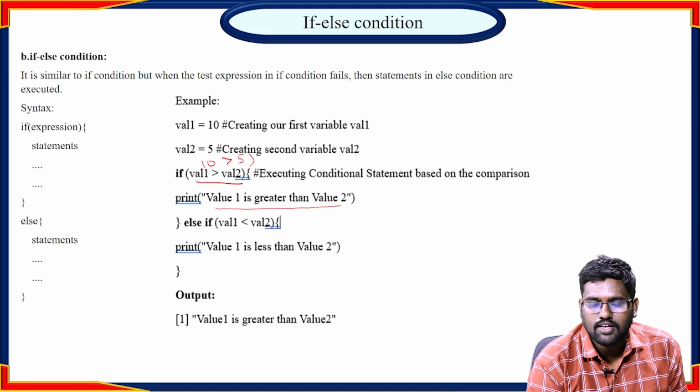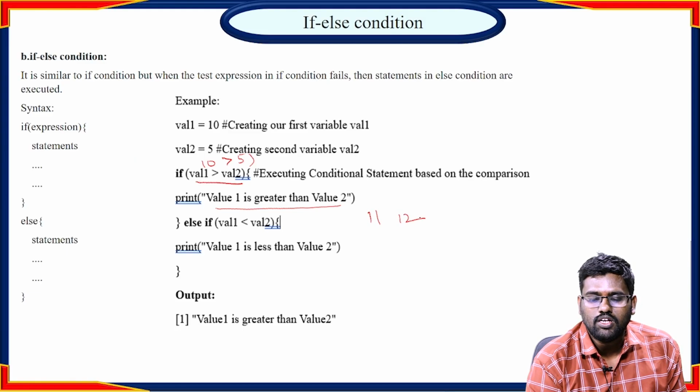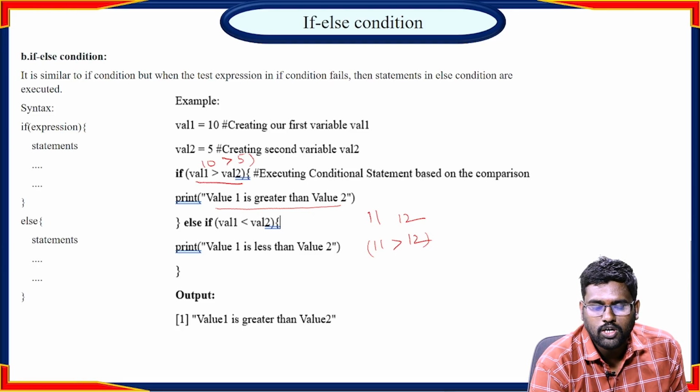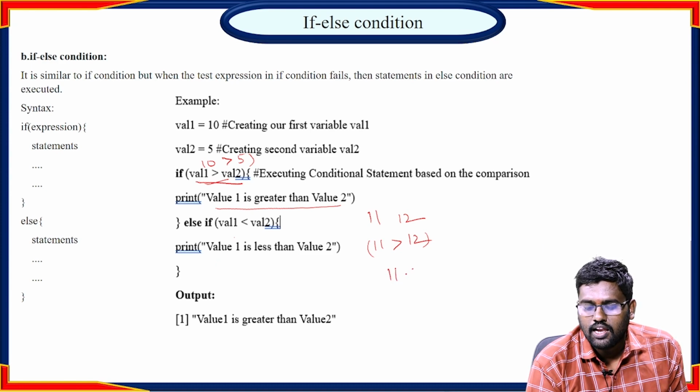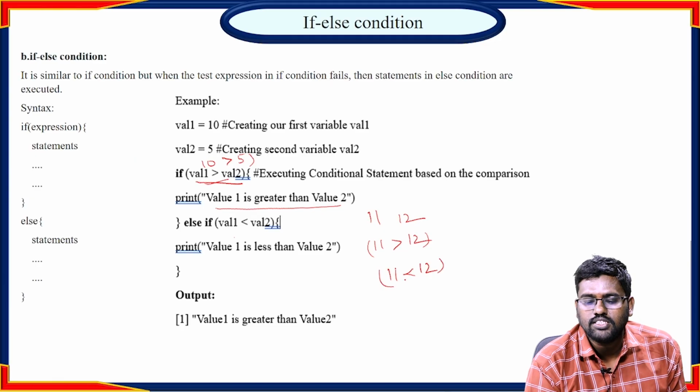In case, for example, I give value 1 as 11 and value 2 as 12, it checks whether 11 is greater than 12 or not. This condition is false. So it won't enter into the if block, it will enter into the else part. It prints value 1 is less than value 2, since 11 is less than 12. Like this the values will be printed, and we need to check the conditions like this.